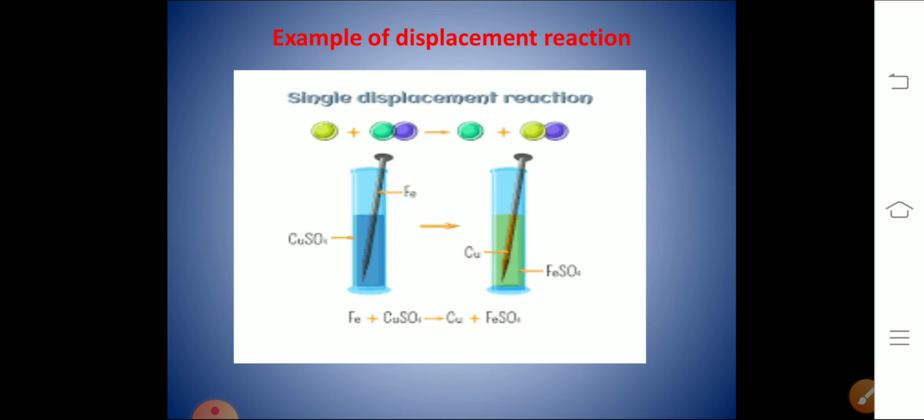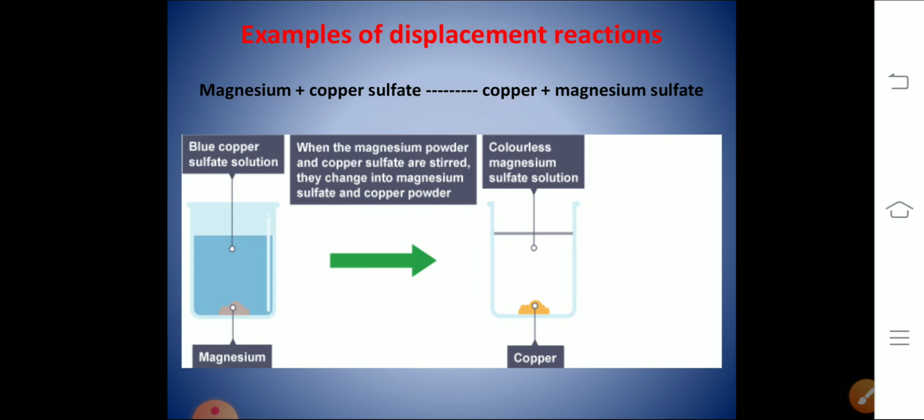So copper being less reactive than iron has been displaced from its position, and iron has taken its position and formed FeSO4. Next example is when magnesium is put in copper sulfate solution. So when you put magnesium in copper sulfate solution, what happens? Magnesium being more reactive than copper will displace the copper from its salt solution. So Mg plus CuSO4 will form MgSO4 plus Cu.